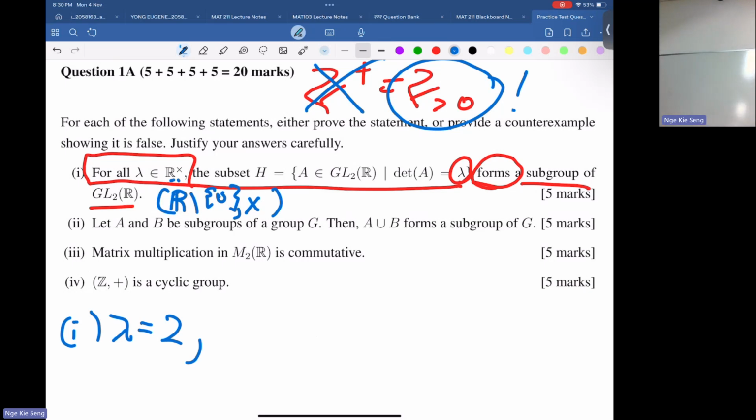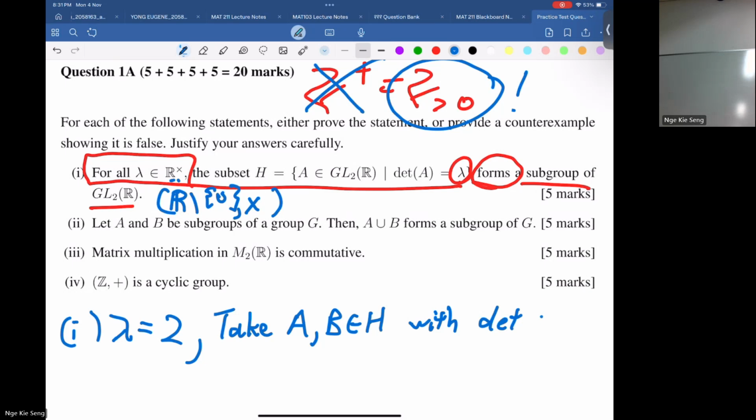So you want to show that it's not a subgroup. If it's not a subgroup, which condition can you violate? There are 3, right? Correct. Closure, inverse, and then identity. You want to try closure. Okay, how to try closure? Take 2 elements in H with determinant equal to 2. And then you want to compute whether AB is still in the set or not.